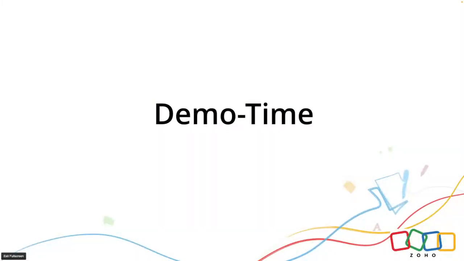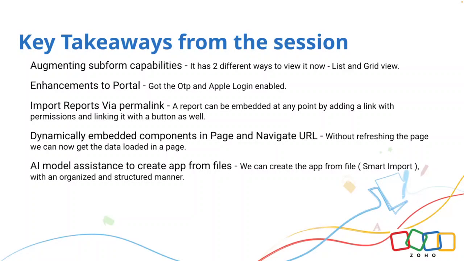Now let's go ahead and see the key takeaways from the session. We talked about augmenting the subform capabilities. It has two different options to view, both the list view as well as the grid view. Second is enhancement to the portal, wherein you can get the OTP and the Apple login enabled. Importing the reports via permalink, where I can embed the report or import the report using the permalink by using the link and embedding it to a button.